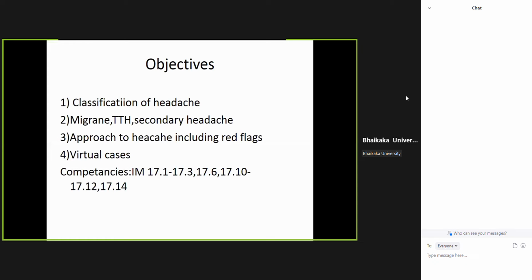We will be mainly focusing on migraine and tension type of headache. We will also learn about a common approach to a patient with headache, including red flags or worrisome signs.